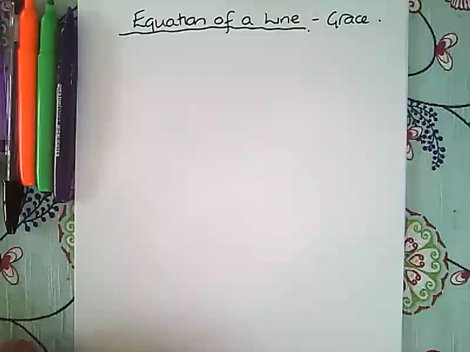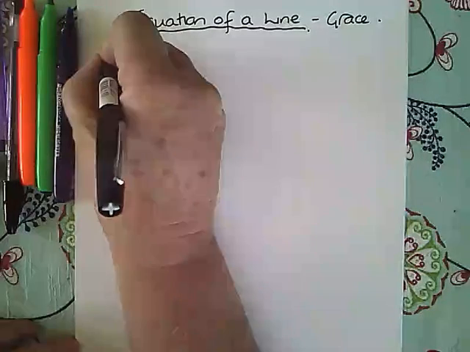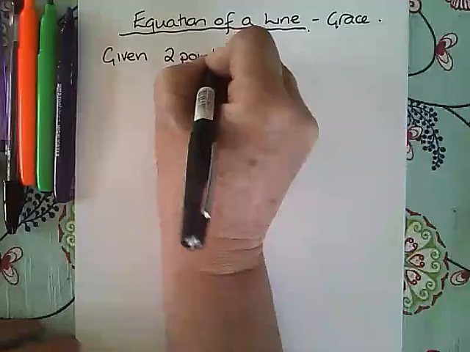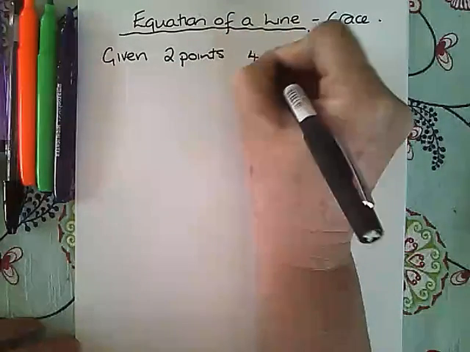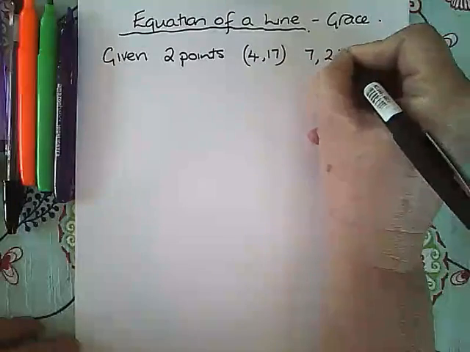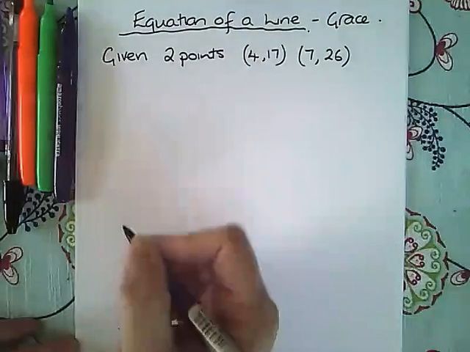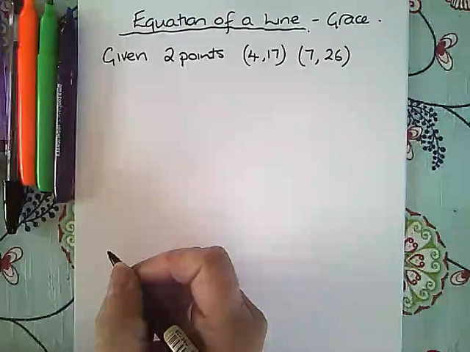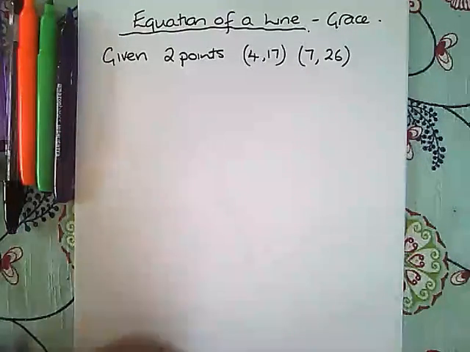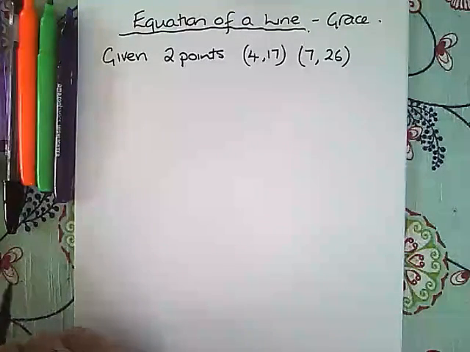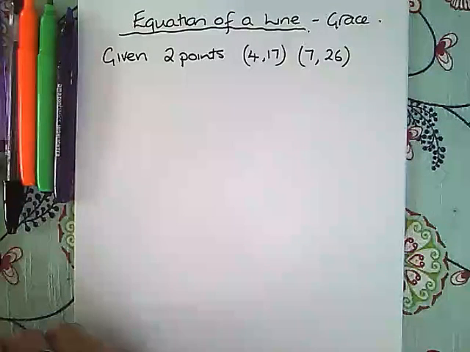Thank you, Grace. Right, we are given 2 points: (4, 17) and (7, 26). We're going to try and find the equation of a line which passes through those 2 points. And then in the second video, I'm going to talk about how to find a perpendicular line to the line we're going to find using these 2 points.